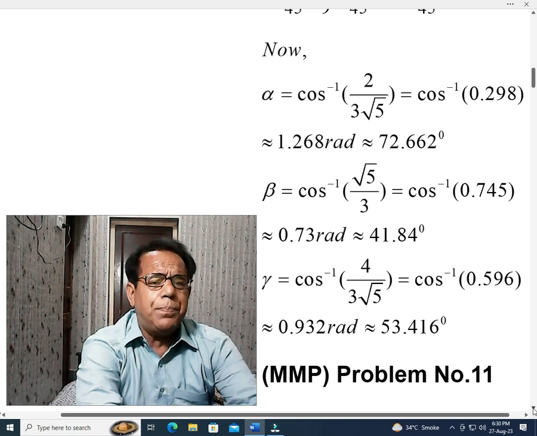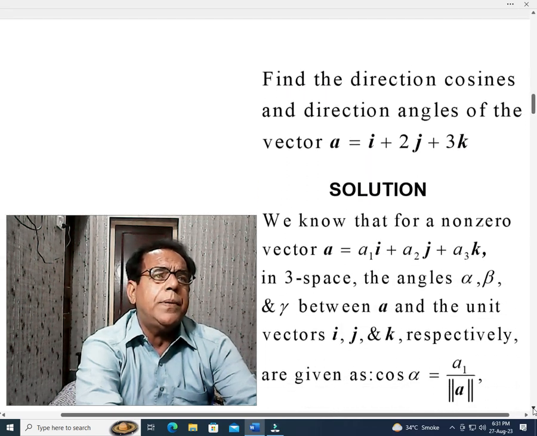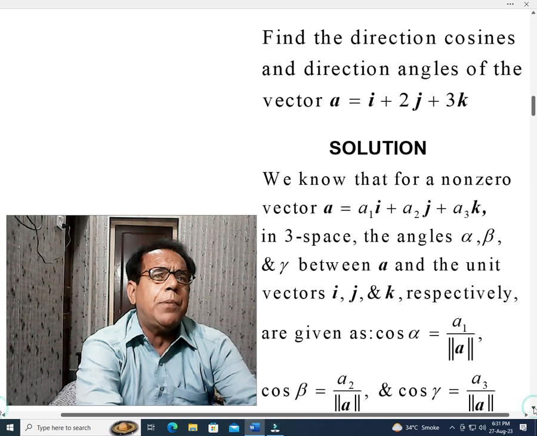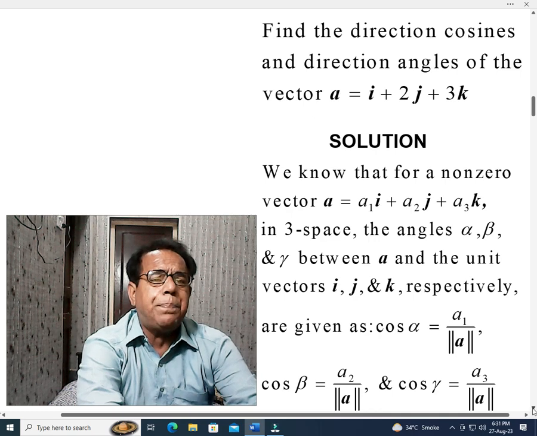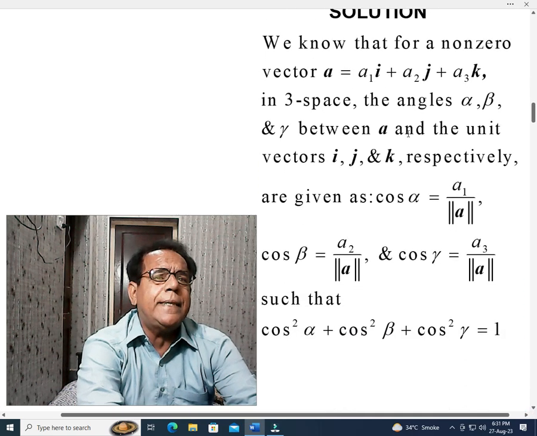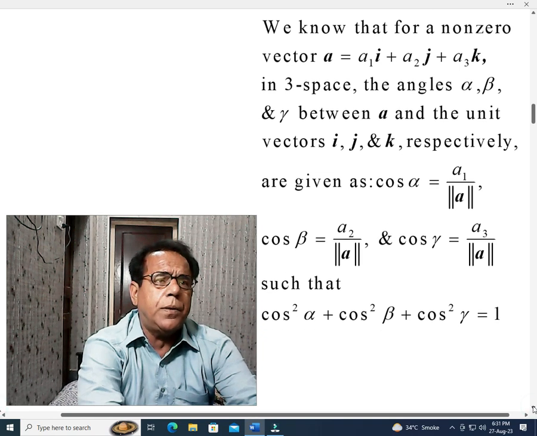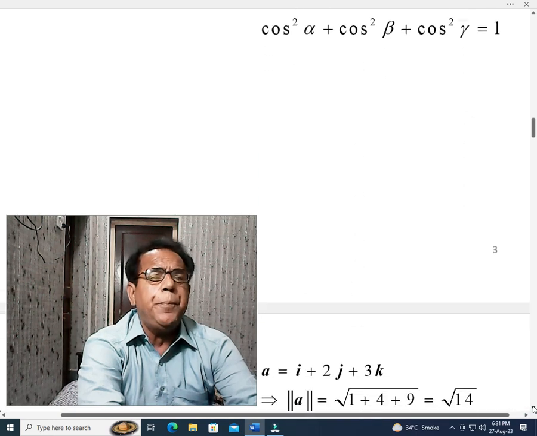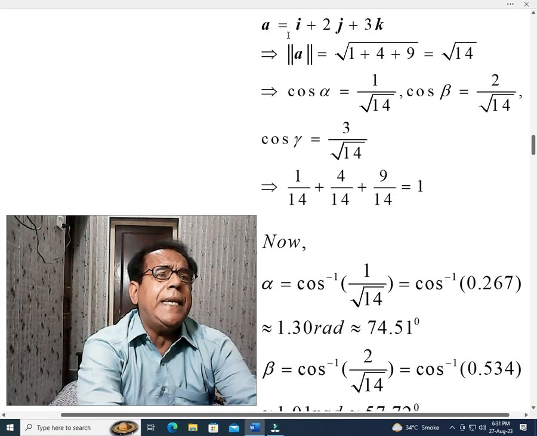Quite simple. Now we come to the next problem, that is problem number 11. This problem comes from the exercise; the previous problem had come from the example. Same, a equal to i plus 2j plus 3k. We skip the next step because we have discussed it in detail in the first problem of this video. Now when a equal to this, a1 is equal to 1, a2 is equal to 2, and a3 is equal to 3.